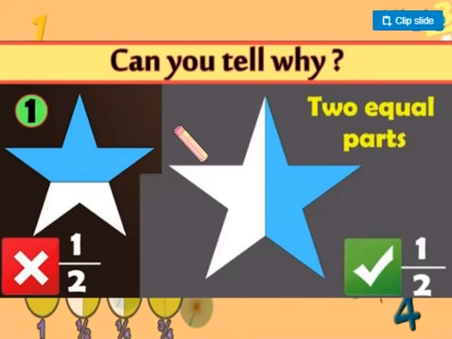Okay, now this is a question. Can you tell me why this is wrong and why this is correct? That's because over here the two parts are equal. And over here you can see the upper one has three parts, and the bottom one has only two parts. So that's why this one is the correct one.